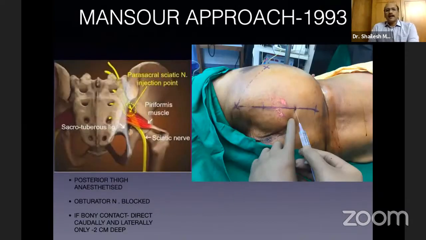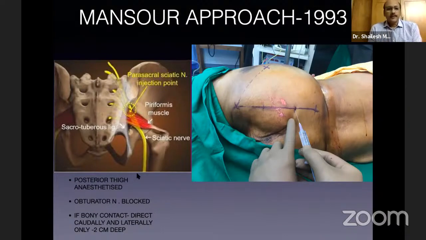So now let us start with the sacral plexus block. It is called the Mansour approach. She first described it in 1993. Now, as you can see, the sciatic nerve comes out from the greater sciatic foramen behind the piriformis muscle, and this is the area where even the posterior cutaneous nerve of thigh comes out. So if you want to do any hip surgery, then this block is a must. Even if you give a block at a lower level, then usually hip surgery cannot be performed properly. So for this, the higher the block, the better the action, because I'll talk about it later on.